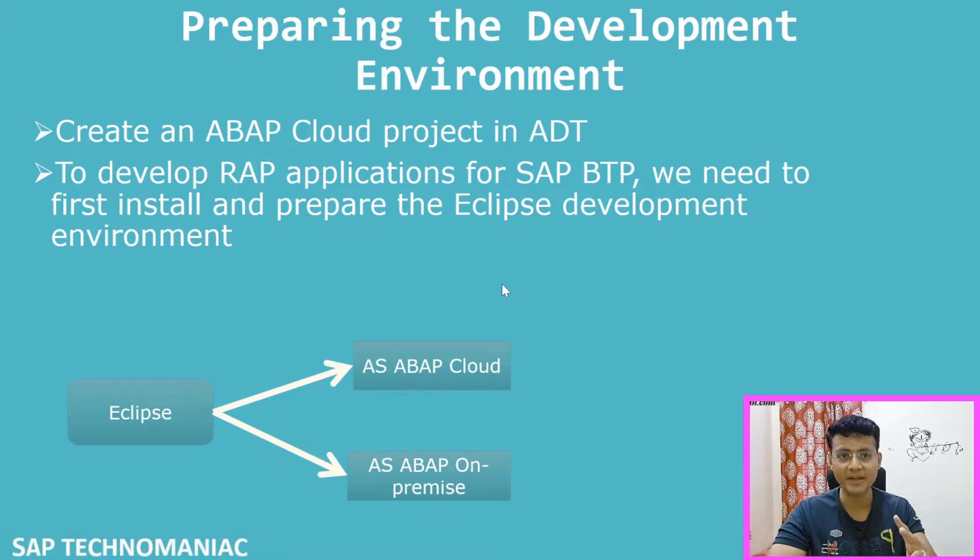Another thing, once you install Eclipse and ADT, there are two ways. You might have an on-premise system where you want to develop your RAP application, or you can develop on the cloud BTP environment. There also you can develop RAP applications. It depends on your convenience. If you already have a HANA system version 2021 and onwards, or 2020 will also work, then you can develop on-premise. We will do both in this course.